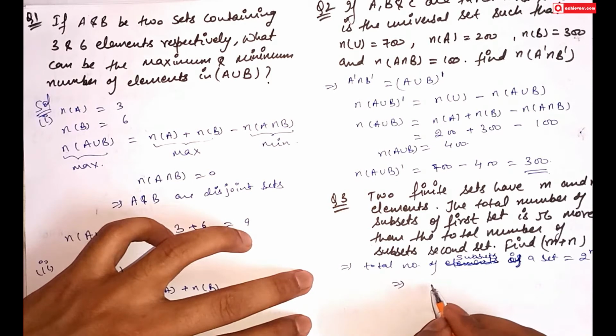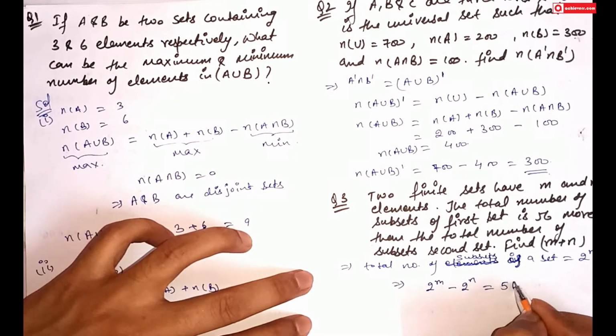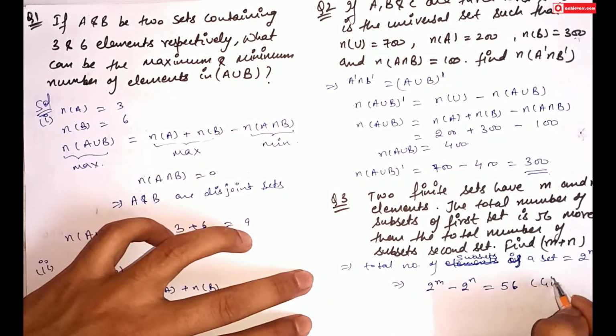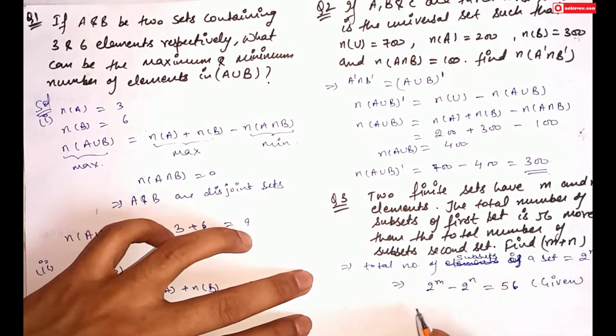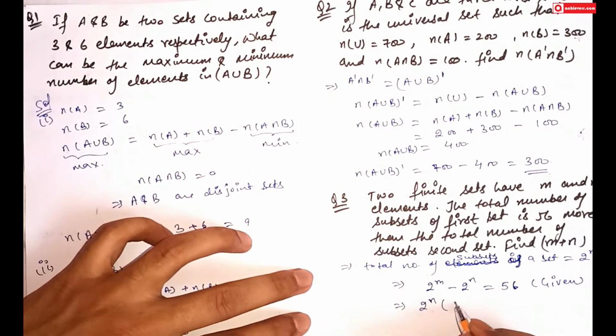So what will be the total number of subsets in the first set? That will be 2 raised to the power m. And the subsets of the second set, 2 raised to the power n. The difference is equal to 56. This is given. So we can say that 2 raised to the power n we can take common, because n will be the smaller value. Then only we can get a positive quantity. This will be an increasing function, so n will be the smaller quantity. So here will be 2 raised to the power n times 2 raised to the power m minus n minus 1, which is equal to 56.